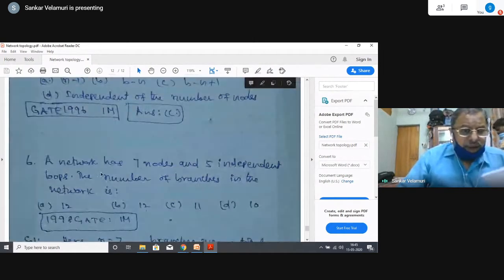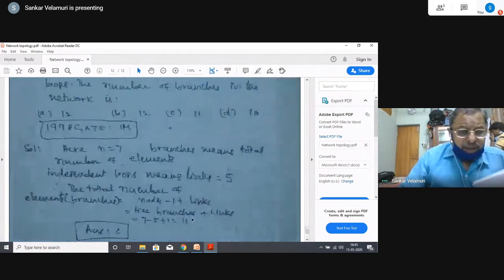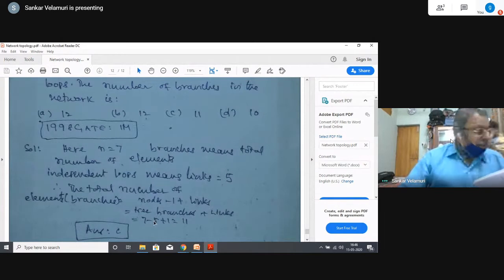Yeah, this question. A network has 7 nodes and 5 independent loops. The number of branches in the network is, the answer I have given is 11, but somebody has pointed out that they are getting 3 because I have written wrongly here. The explanation is given correctly, I will tell you. While writing it down here, I have written wrongly. That is the only mistake.